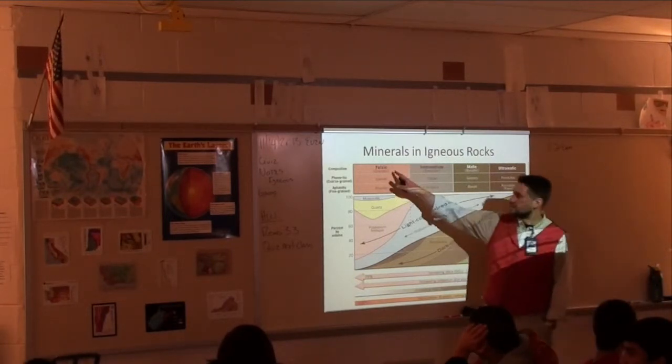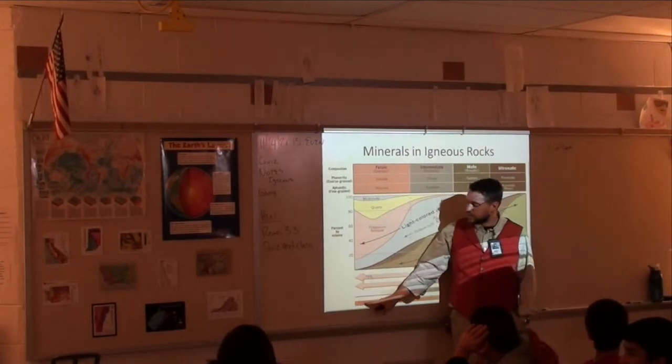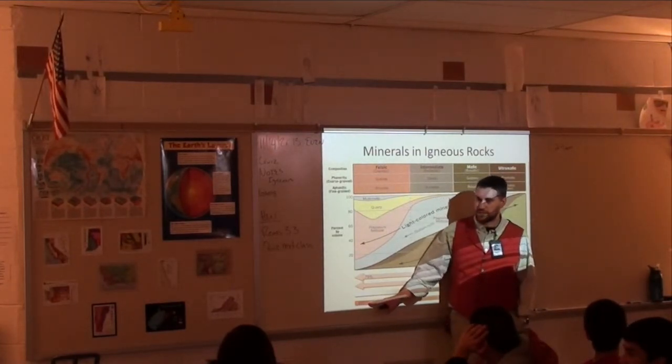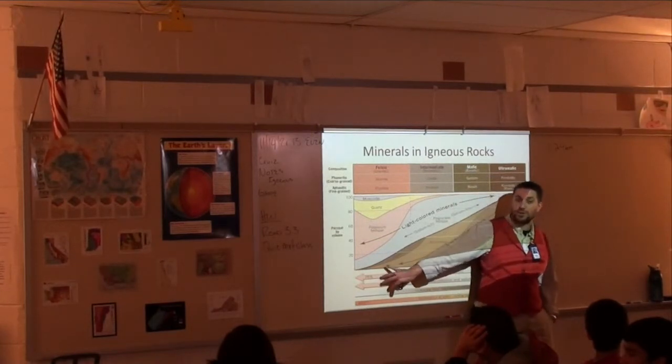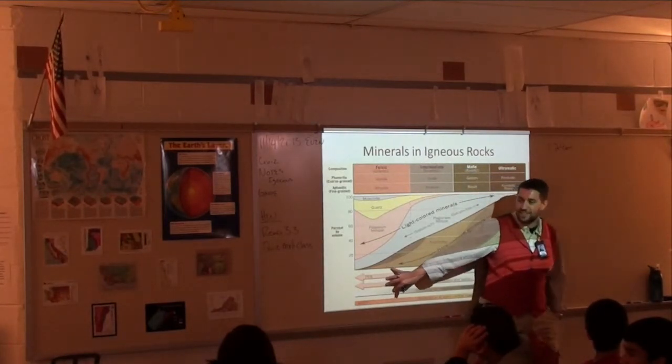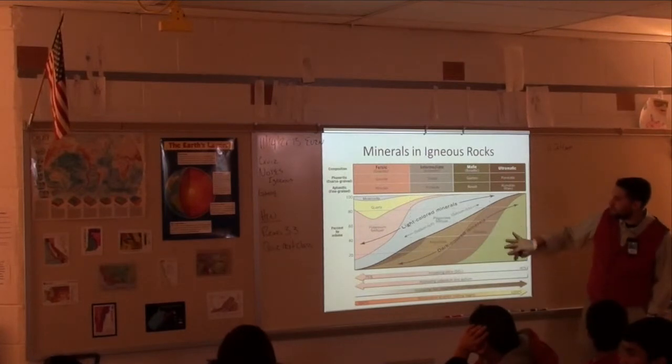Over here, the granite rocks only need to be 650 degrees Celsius to form. So the granites actually form closer to the surface. These ultramafics and mafics form deeper underground.